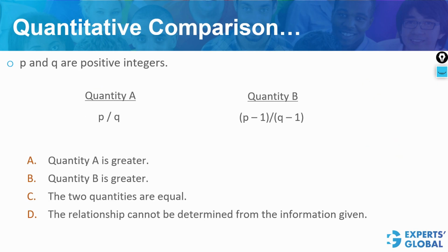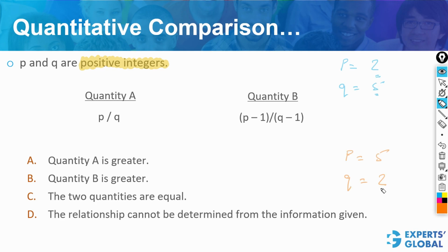Please pause the video and solve this one. It's given that P and Q are positive integers. So let us assume two cases, one in which Q is greater than P and the other where it's the other way around. In the first case, the value of quantity A is 2 by 5 and the value of quantity B is 1 by 4. So quantity A is greater.